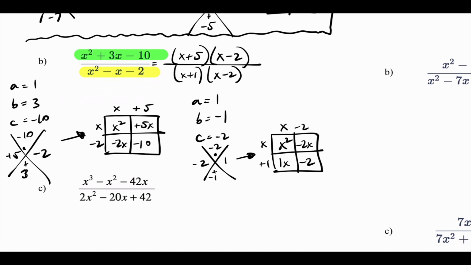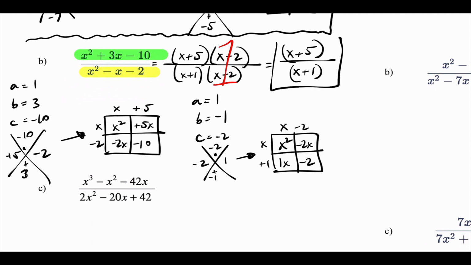So the top was a trinomial, the bottom is a trinomial. So these are the same steps I used in the last problem. So the numerator is x plus 5, x minus 2. The denominator is x plus 1, x minus 2. They both share an x minus 2. Both of those binomials are shared. So we get x plus 5 over x plus 1. Okay, they're close, but they're not the same.